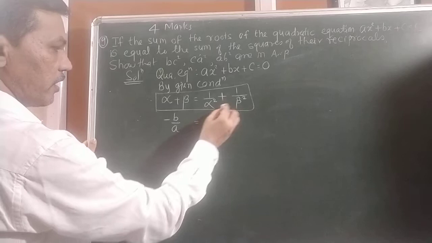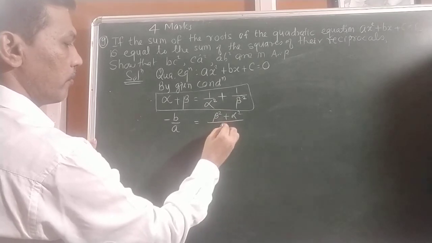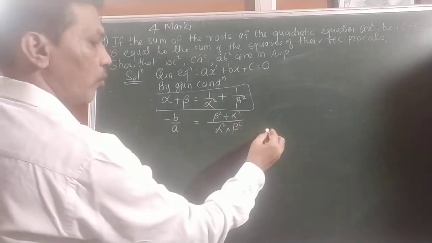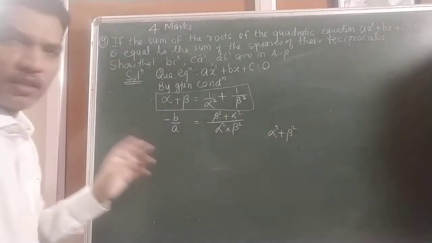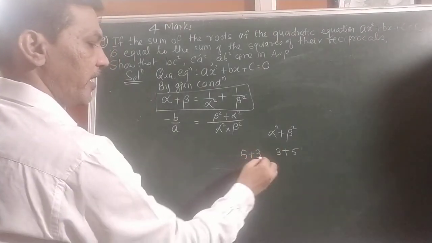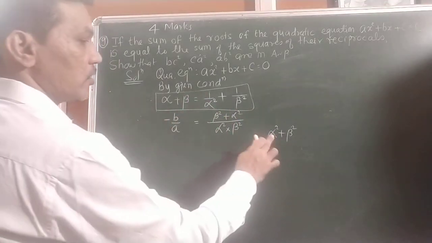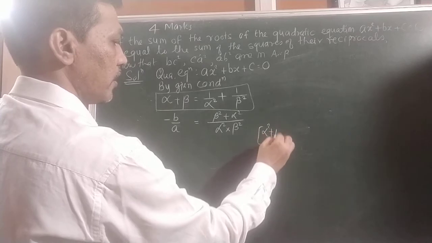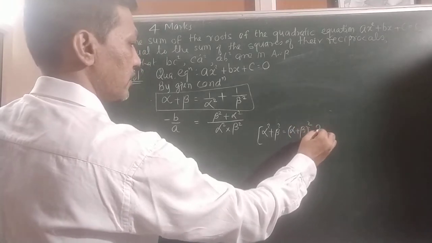Here cross multiplication. That is beta square plus alpha square in the numerator, and in the denominator multiplication. Now alpha square beta square, we know the formula. See, beta square alpha square is nothing but alpha square beta square, one and the same thing. In addition, if you write 5 plus 3 or 3 plus 5, both answers are 8. It doesn't matter. So alpha square plus beta square formula is there: alpha plus beta whole square minus 2 alpha beta. This is the formula.